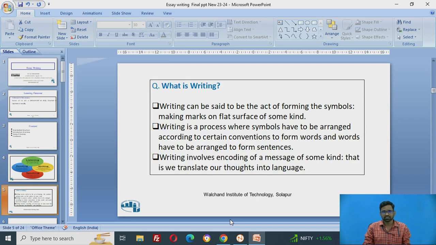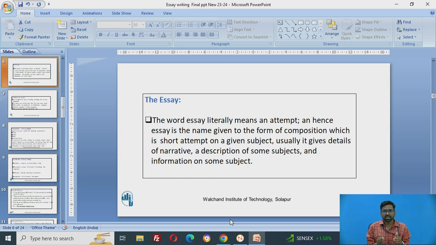So, what is writing? Writing can be said to be the act of forming symbols, making marks on a flat surface of some kind. Writing is a process where symbols have to be arranged according to certain conventions to form words, and words have to be arranged to form sentences. Writing involves encoding of a message of some kind, that is, we translate our thoughts into language. It means if you want to start writing, first you should know what exactly writing is. Then in writing skill, there are n number of forms we use to write any language.